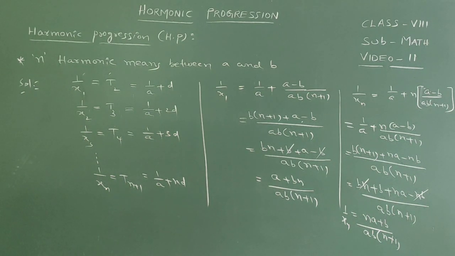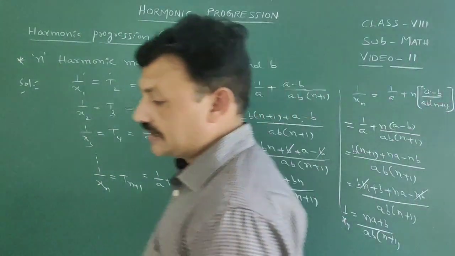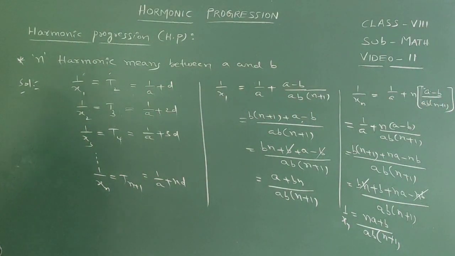In case of 1 by xn, 1 by a plus nd. d means a minus b by ab into n plus 1. That's why LCM ab into n plus 1. Here b into n plus 1 plus na minus nb. Here bn and nb cancel. na plus b by ab into n plus 1. In x1, the first mean, we have a plus bn, and in the last mean, na plus b. Just a and b are interchanged.